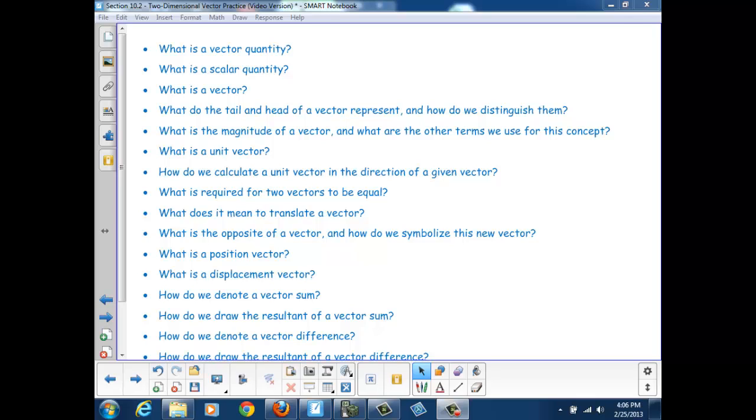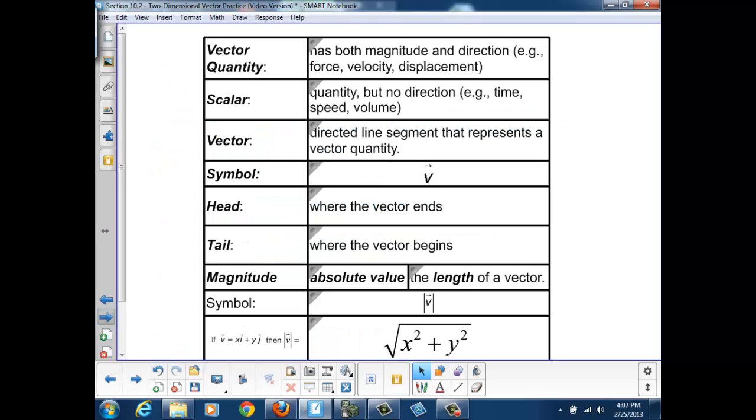So let's recap quickly here. What is a vector quantity? What is a scalar quantity? What is a vector? All these questions can be answered from this table. A vector quantity has both magnitude and direction. A scalar quantity has quantity but no direction. A vector is a directed line segment that represents a vector quantity, and the symbol we use is that little arrow over our variable to represent a vector.